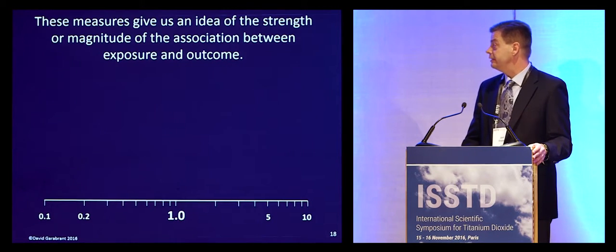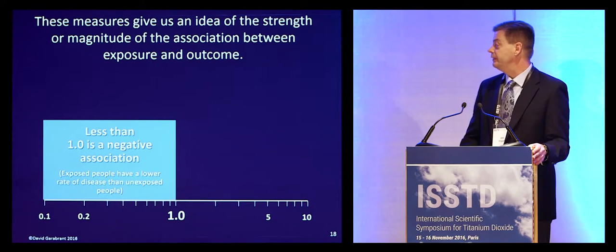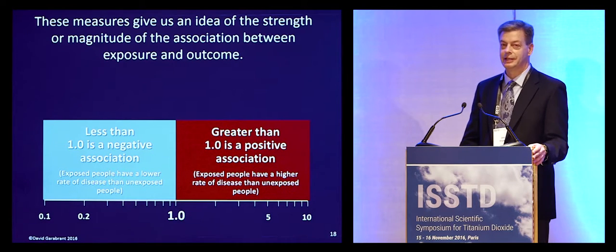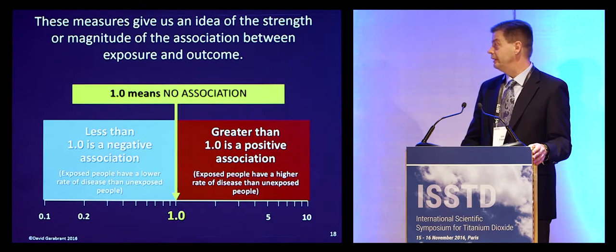Okay, this is just another cartoon of looking at the strength of association. If your relative rate is less than 1, it's called a negative association. Again, this is people in the exposed group have a lower rate of disease than people in the unexposed group. If it's greater than 1, it's called a positive association, so the exposed people have a higher rate of disease than non-exposed. And again, 1 means there's no association, so the rate of disease in the exposed and unexposed is the same.